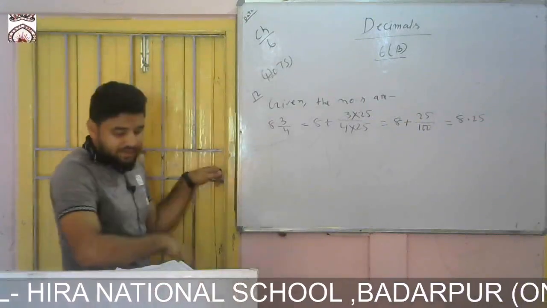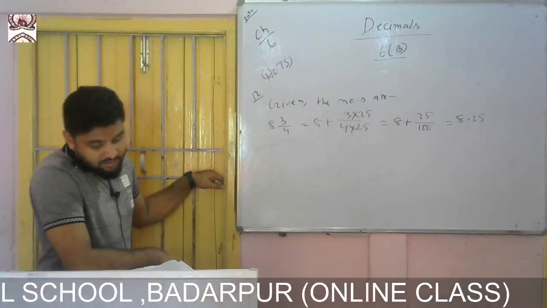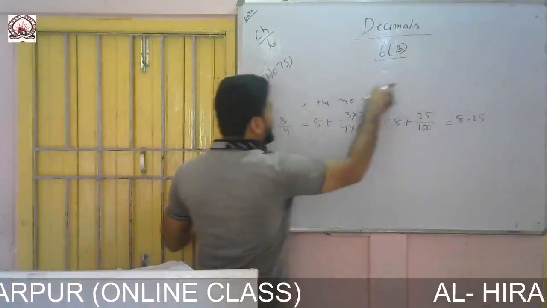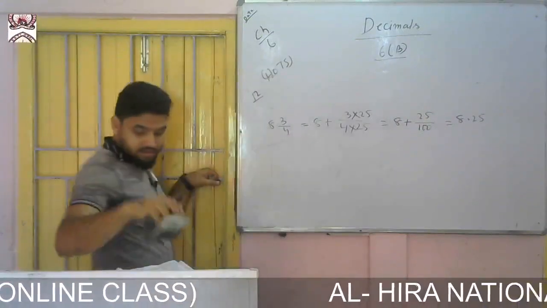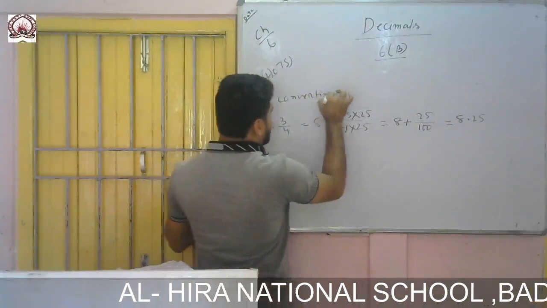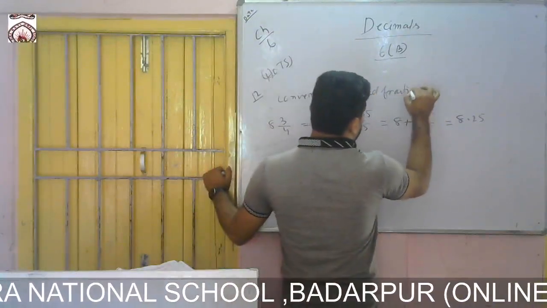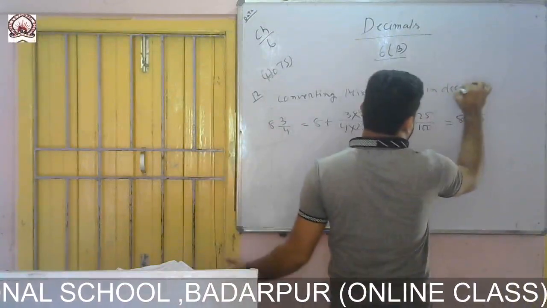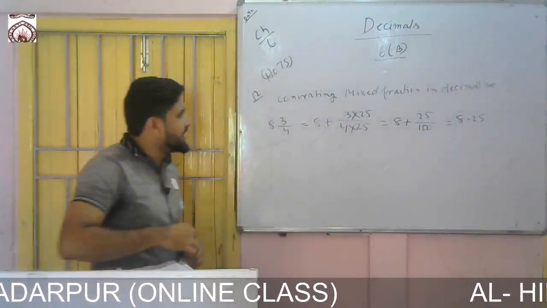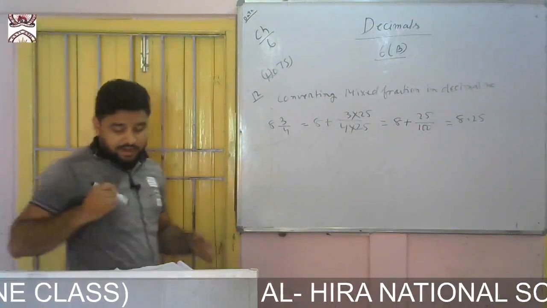First we convert the mixed fractions. Write: converting mixed fraction into decimal number. Converting mixed fraction into decimal number. Okay. Now the next mixed fraction is what?